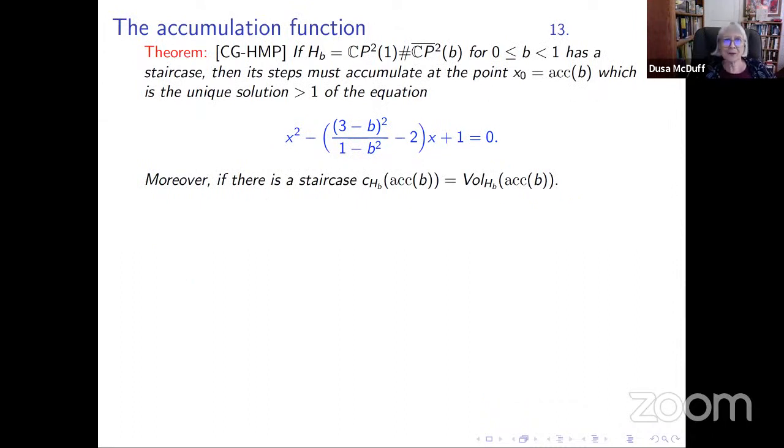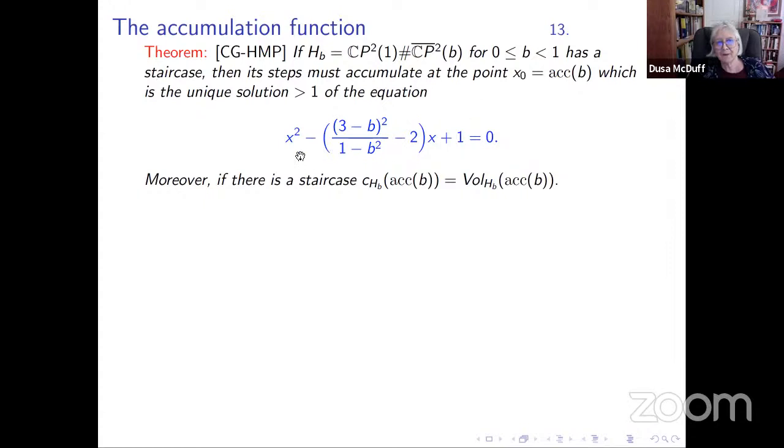So we had Christopher Gardner and Tara Holm and Pires and Mandini had written a paper looking at this question in general. And so they were looking at basically four-dimensional almost toric manifolds. What their theorem is in the case of the Hirzebruch surface is that if it has a staircase, then the steps of the staircase have to converge to a particular point, which is called the accumulation point. And that point is a unique solution of this equation here.